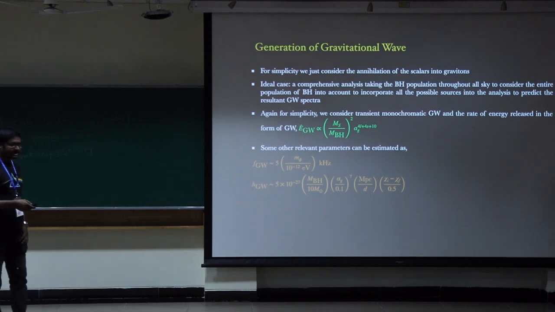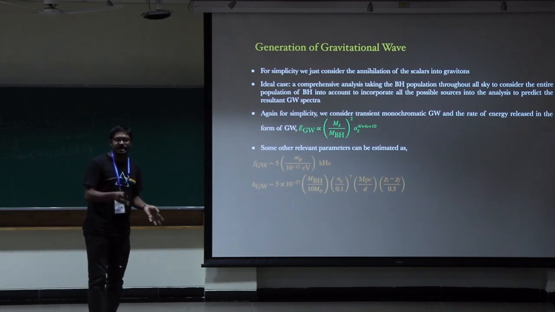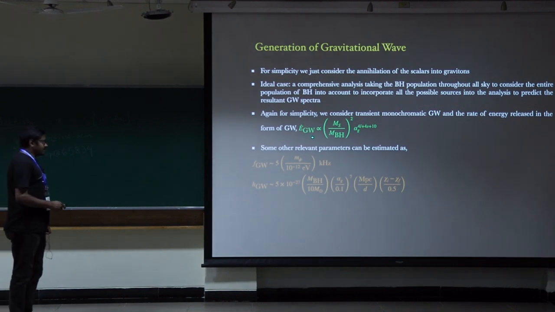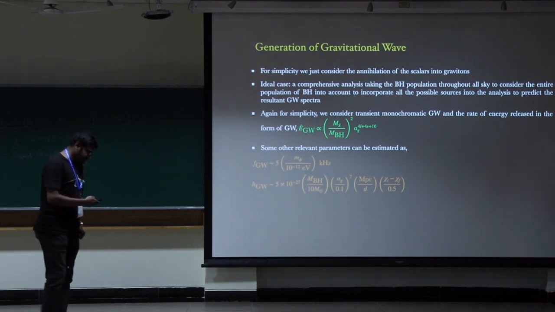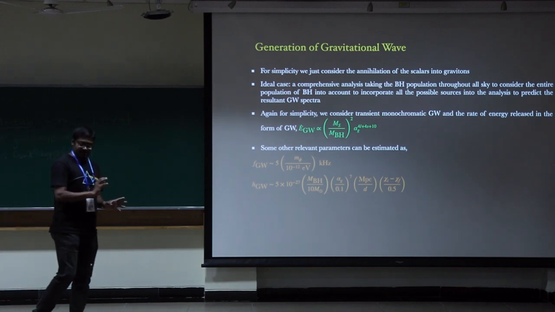This l and s are the quantum numbers, because I already mentioned that it will follow a hydrogen atom kind of setup. So this will give you the rate of energy release in the form of gravitational waves. Also, you can do some back of the envelope calculation and estimate other relevant parameters, like for example the frequency of the gravitational wave or the strain of the gravitational wave, expressed in terms of these parameters by these forms. Okay. Now this was the part where we generated the gravitational waves from that superradiant cloud. Okay.